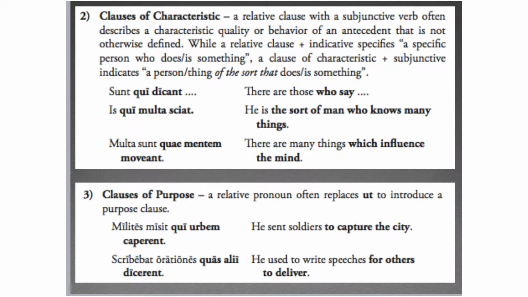All right, our next use are two uses of the relative pronoun with the subjunctive. So a relative clause of characteristic at the top there, and then a relative clause of purpose at the bottom there.